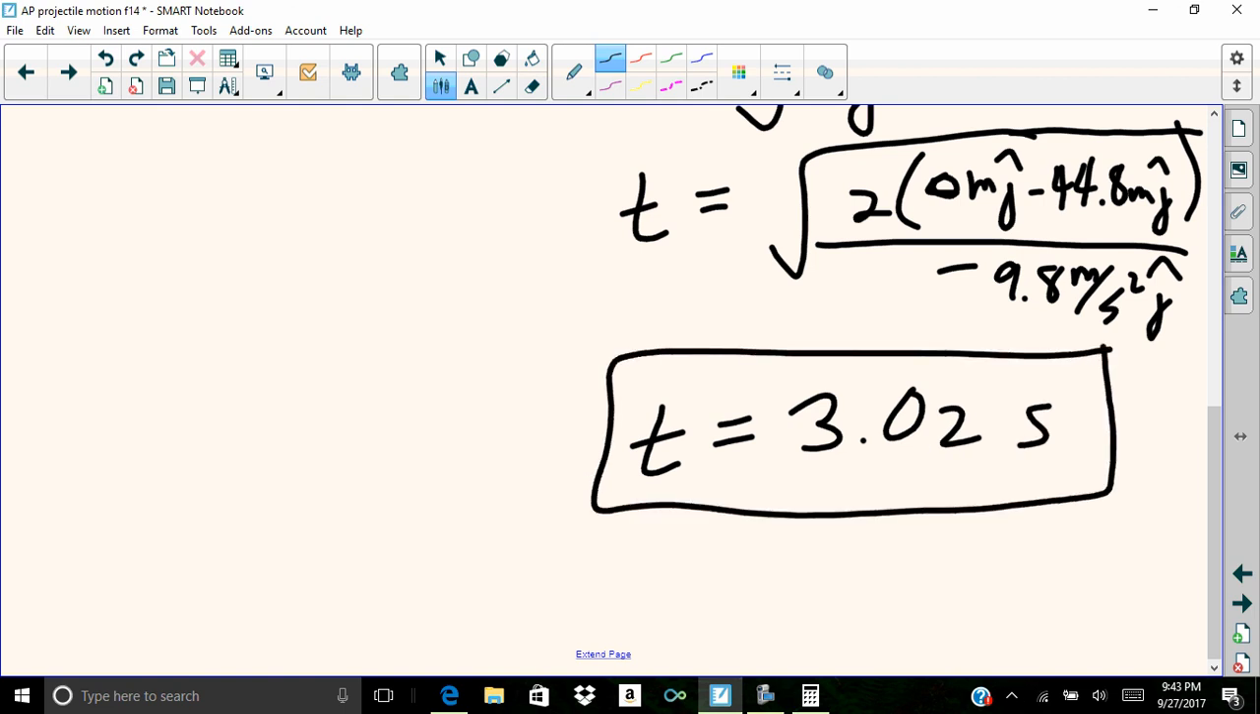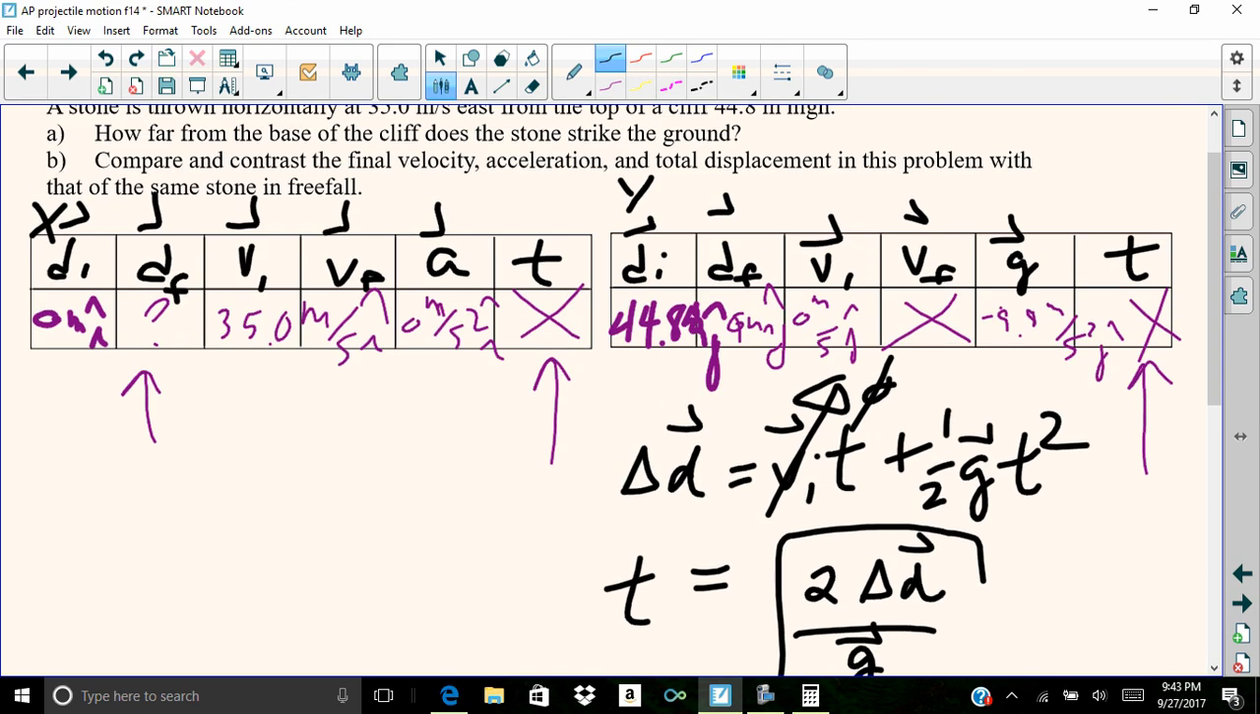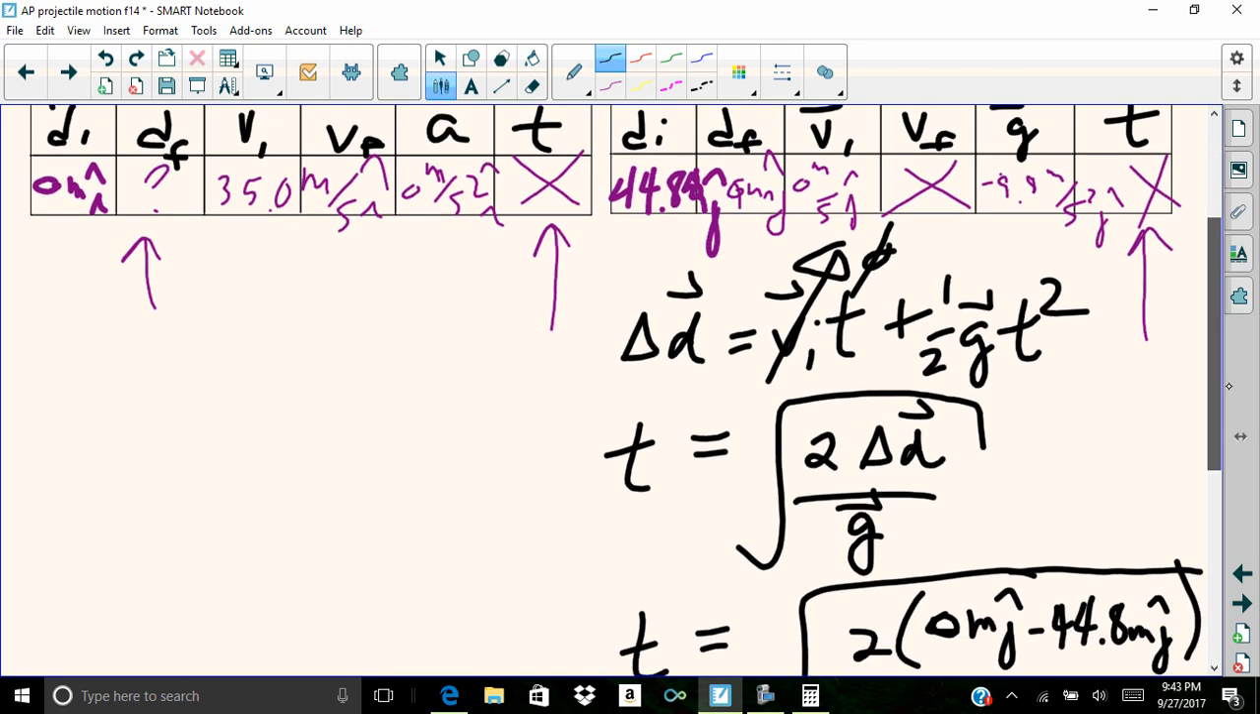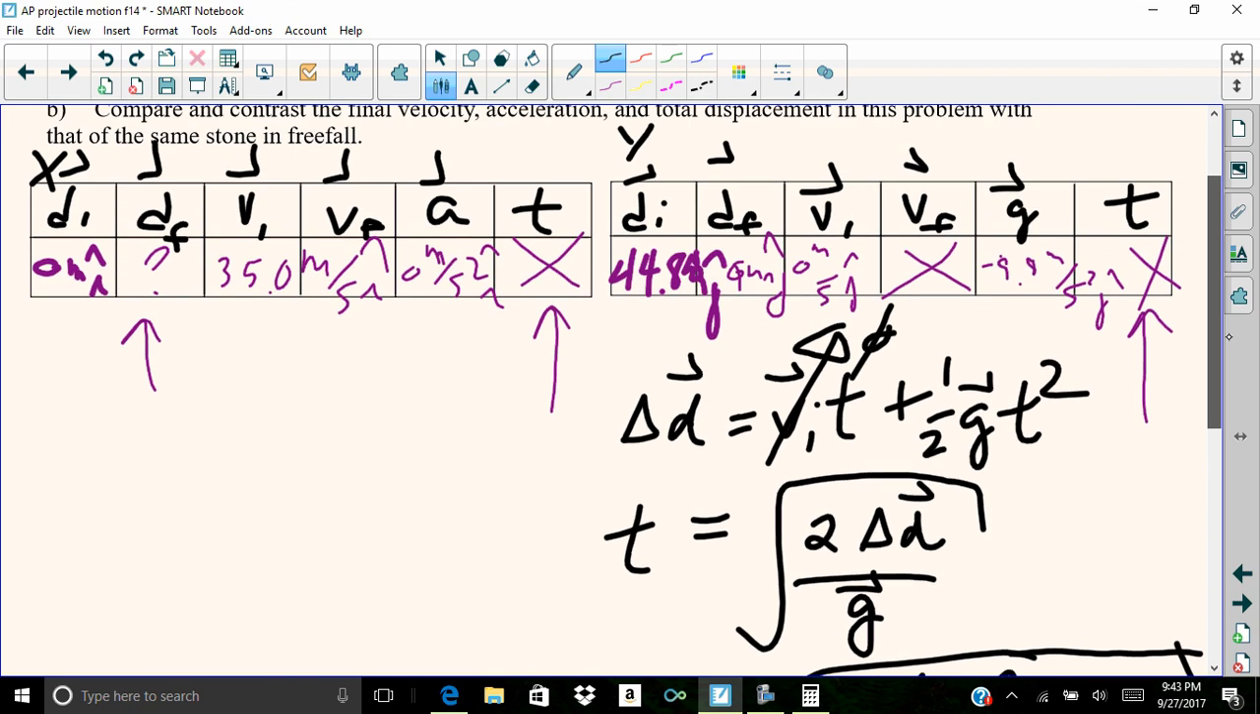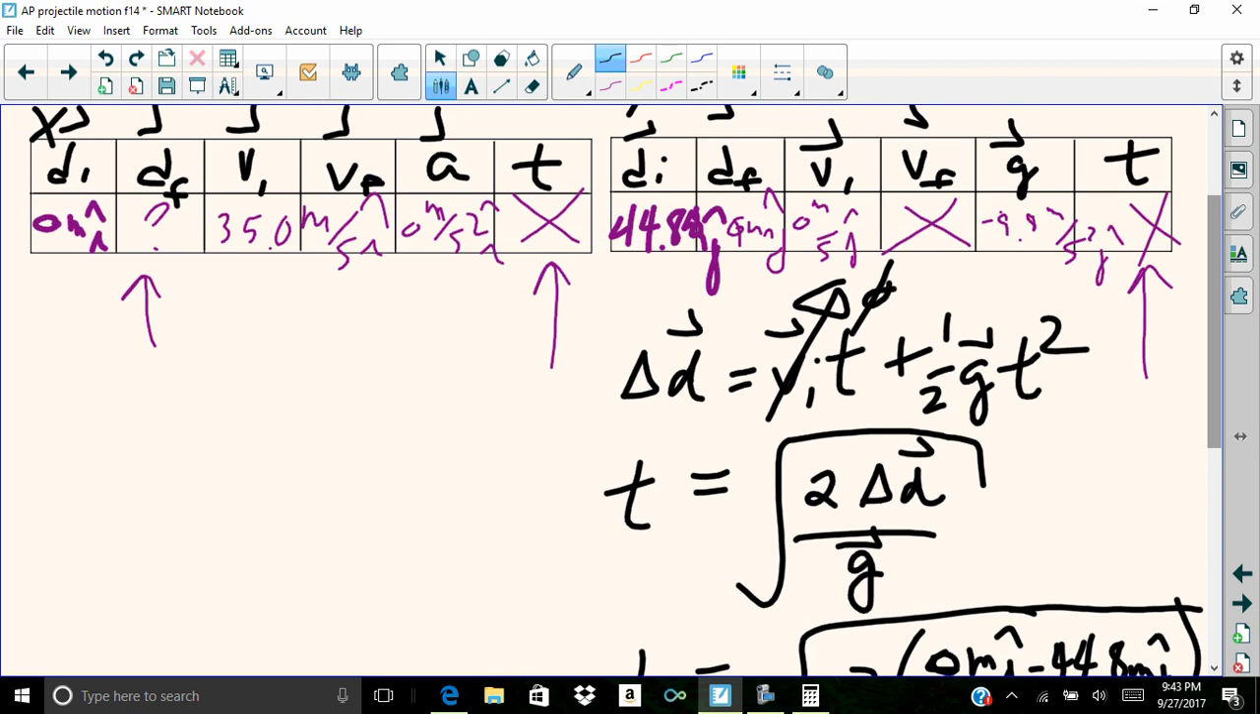Now that I know the time, I can go ahead and solve for my final position in the x direction. Okay, so I'm going to use that 3.02 here. One thing I need to do is make sure time is in my equation. I also need to make sure that displacement's in my equation because that's what I'm solving for. So there's 2 things I can do. I can cross out A, or I can cross out V final. I cannot cross out V initial. You have to have that in every equation.